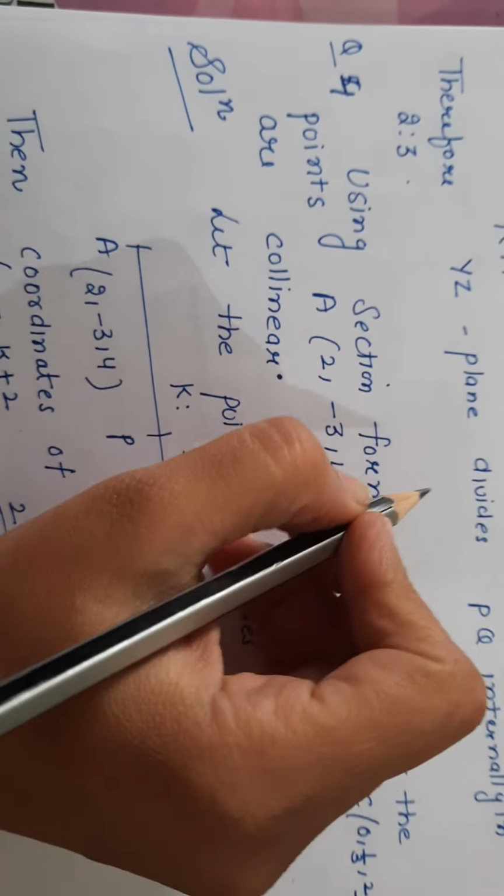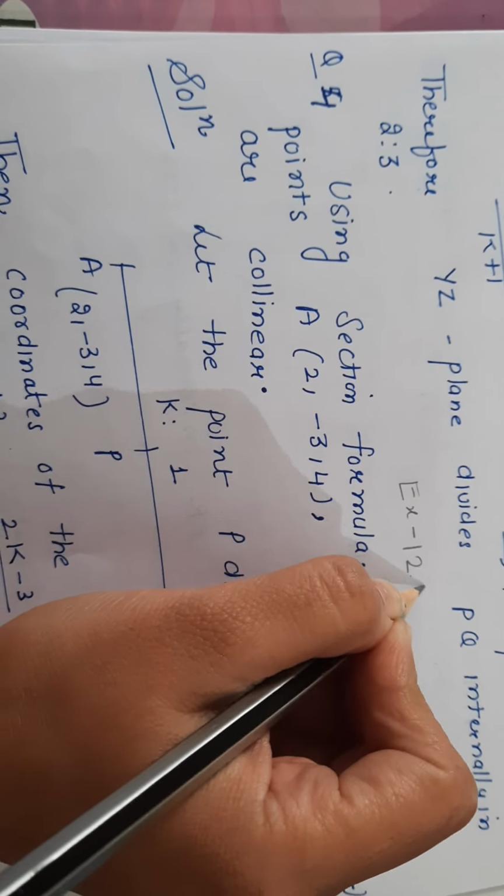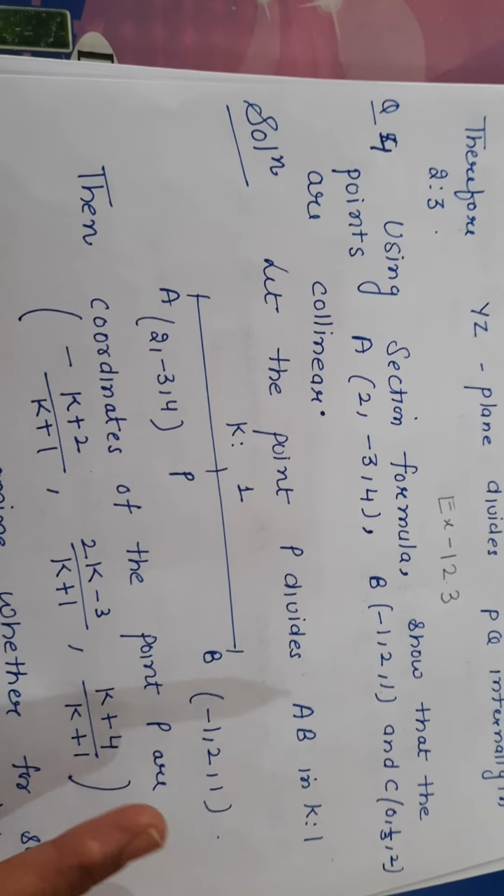Welcome student. In this video I am going to discuss some more questions from exercise 12.3. Question number 4. Using section formula show that these 3 points are collinear.